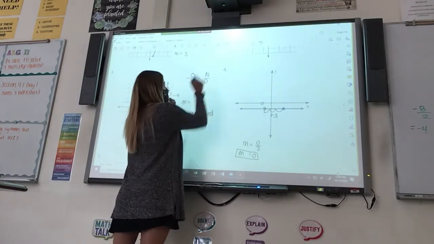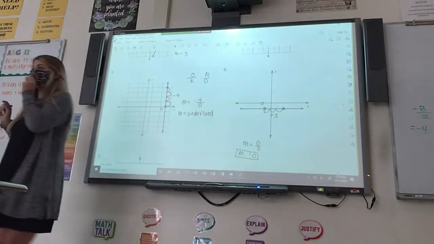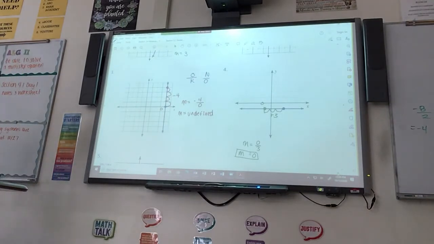Okay, anyway, so if 0's in the numerator, that's okay. If 0's in the denominator, that's a no-no. Okay, that's undefined.